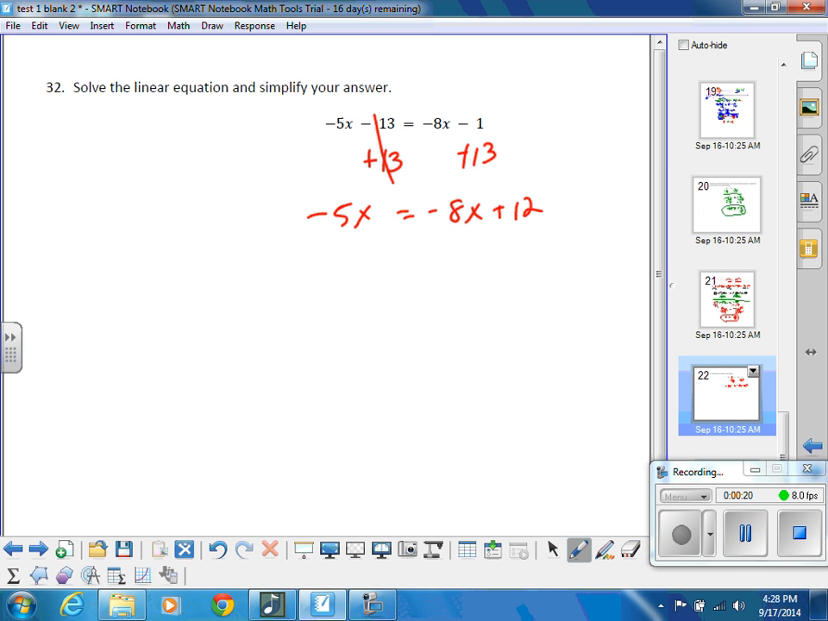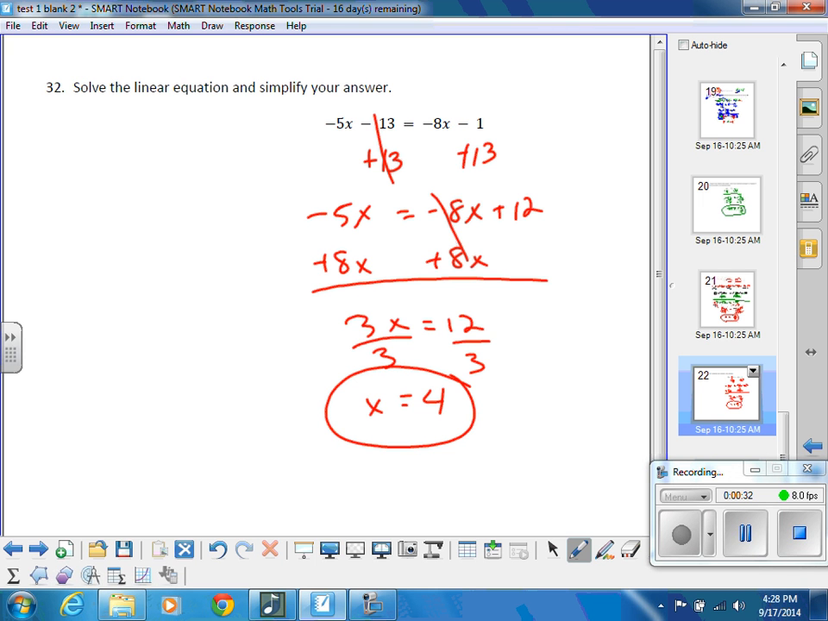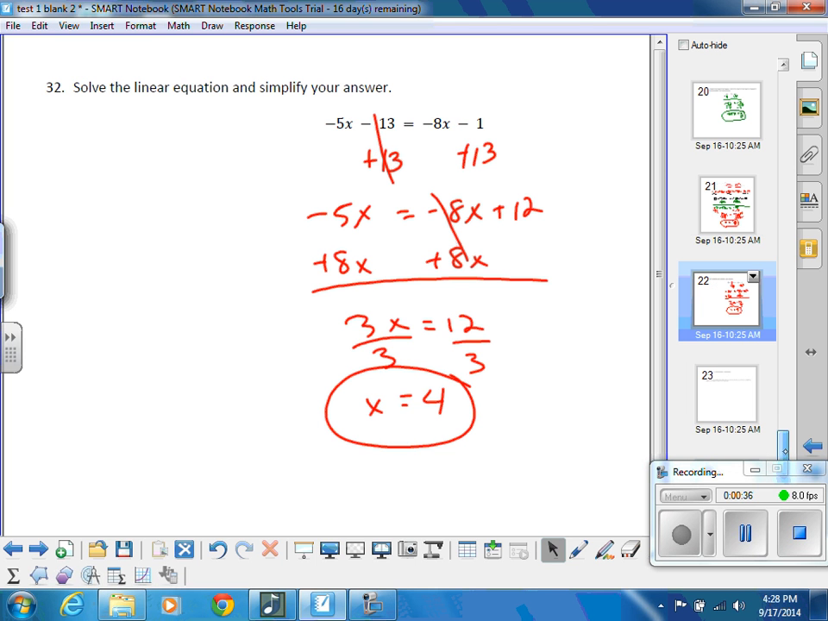Now from here, I'm going to add my 8x onto the other side of the problem. And I'm going to end up with 3x is equal to 12. Now I'm simplifying, and I get x is equal to 4. Final answer? No problem with that one. Let's move on.